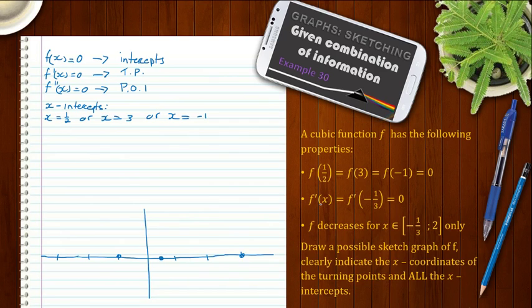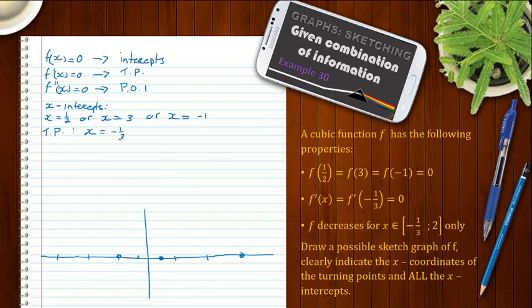Next thing we are given is that the first derivative at negative 1 over 3 is equal to 0. So therefore we know that one of the turning points, we're only given information about one of them, is at x equals negative 1 over 3. Okay, so that's all we know. We just know that the turning point is more or less over here. We don't know yet if it lies above the x-axis or below the x-axis.